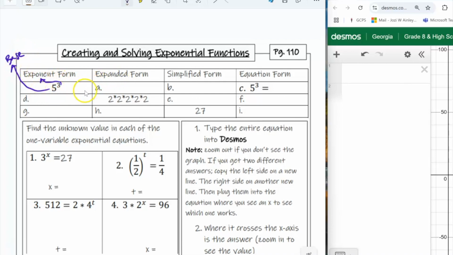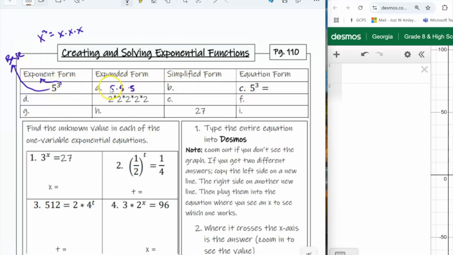All right, expanded form is when you write it out. What is 5 to the third power? Remember when we had x to the third power? What does it mean? X times x times x. So it's the same thing, only with a number. So what would I write here in expanded form? In fact, I'll do one and then you do another. So this will be 5 times 5 times 5. All right, so it's the base multiplied by itself, exponent times. So 5 times 5 times 5, because this is 3.